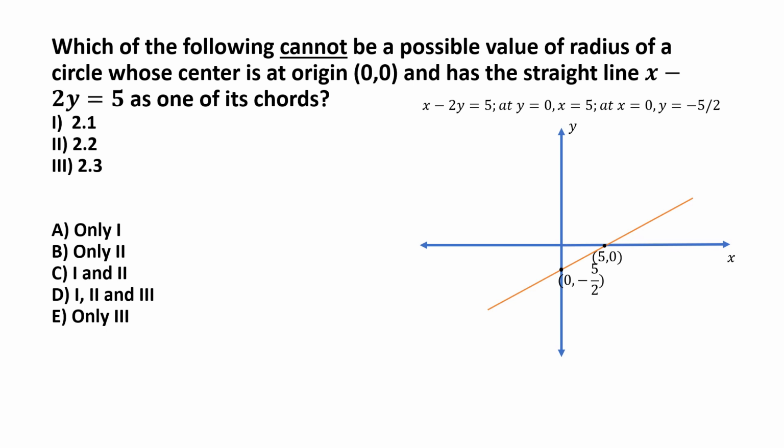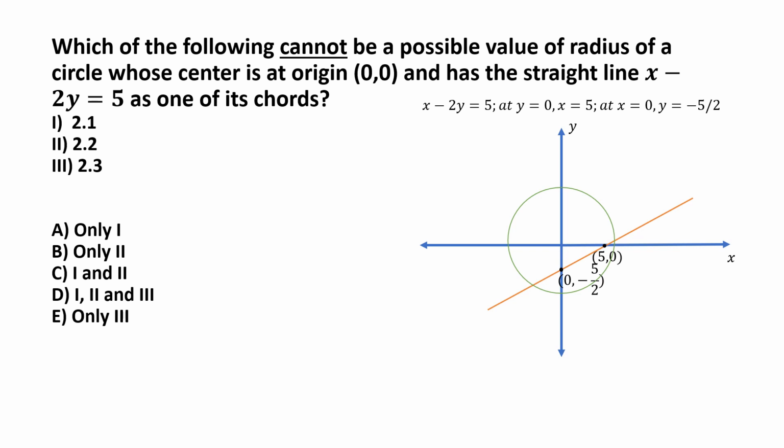Now, what does it look like for a circle whose center is at the origin and which has this straight line as one of its chords? We can just draw a circle with center at the origin like this one, and you can see that the circle meets this straight line at 2 points. So definitely this straight line is a chord of this circle.